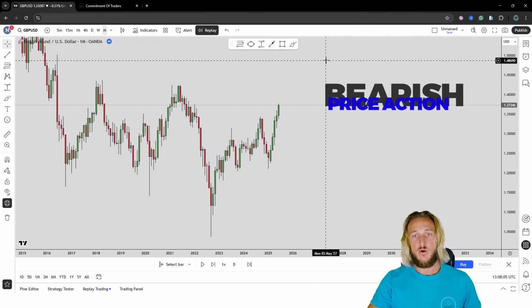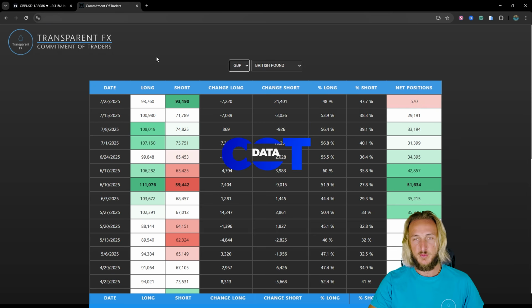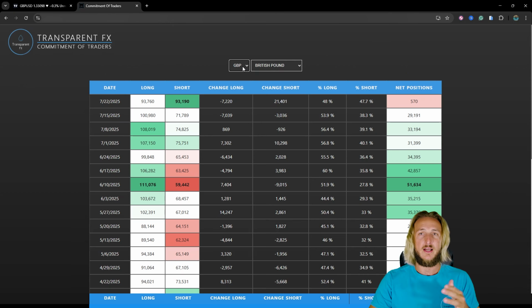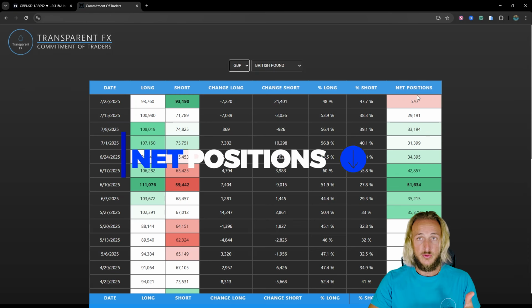Now, if we go and see what was going on when we look at the commitment of traders, so what institutions were doing at the time on GBPUSD, the first thing to keep in mind is that if we're looking at the data for the GBP, we are actually already looking at GBPUSD, because all currencies on the spot are traded against the USD. And what we can see here is that net positions just got decreased with the previous reports quite massively.